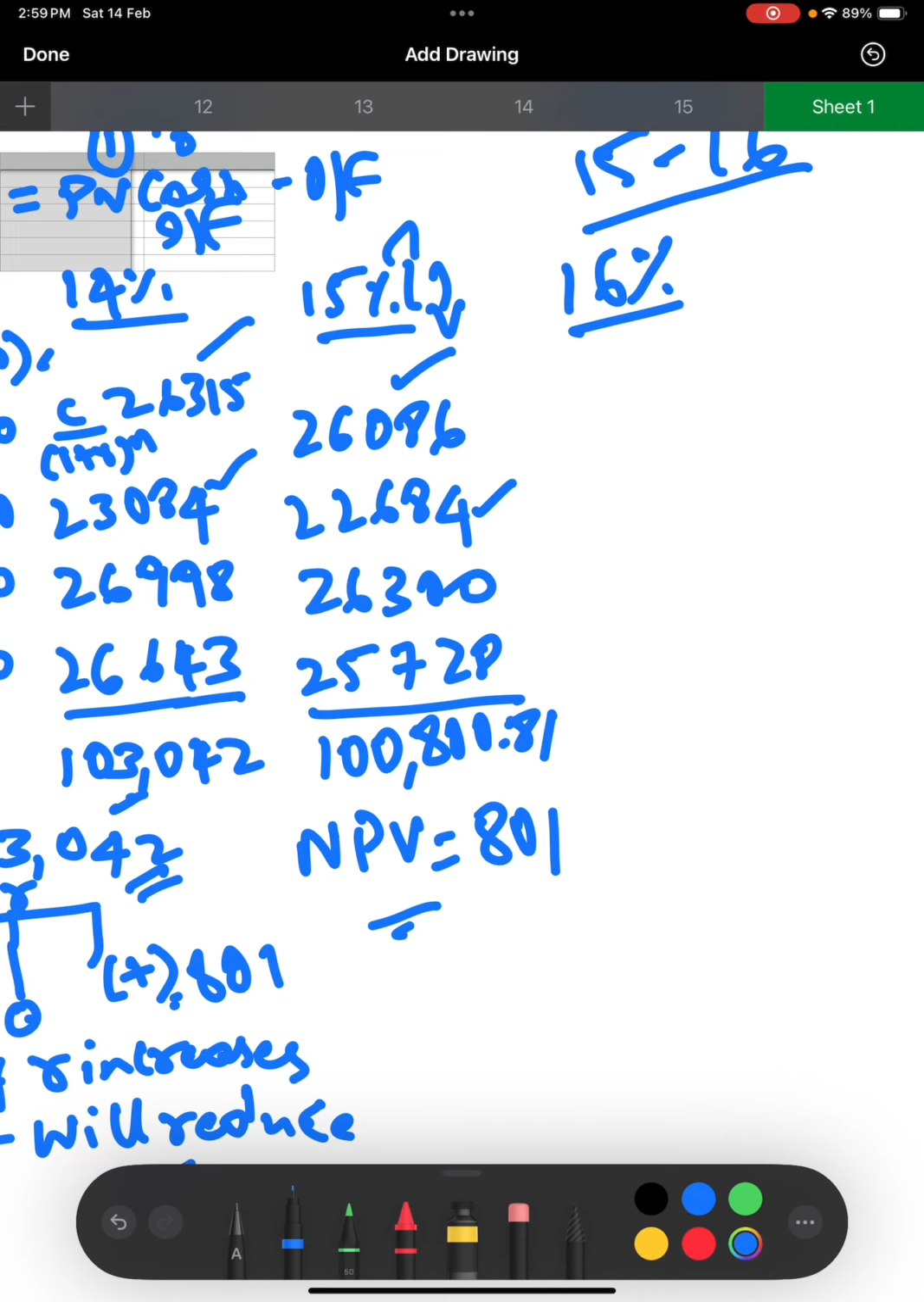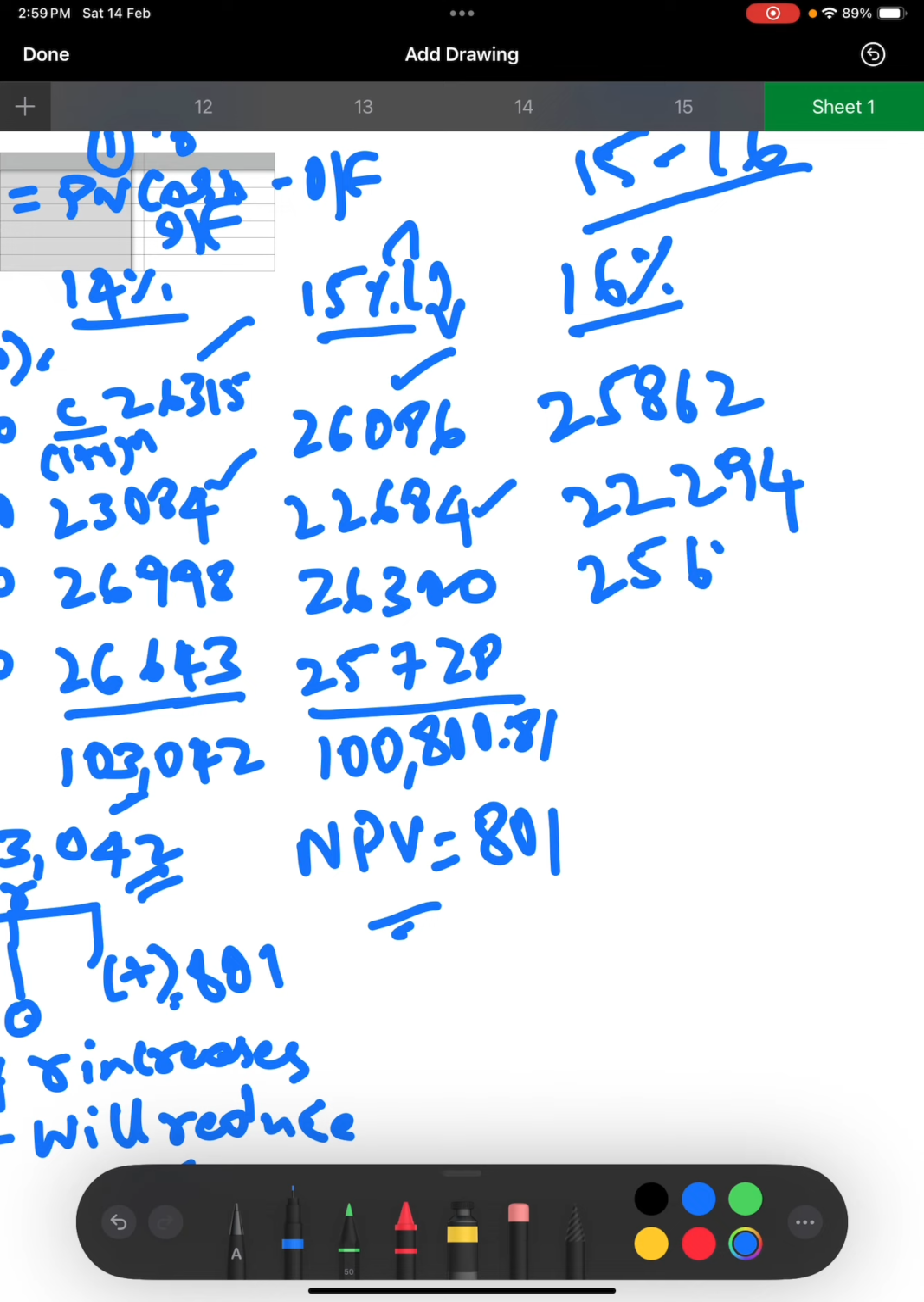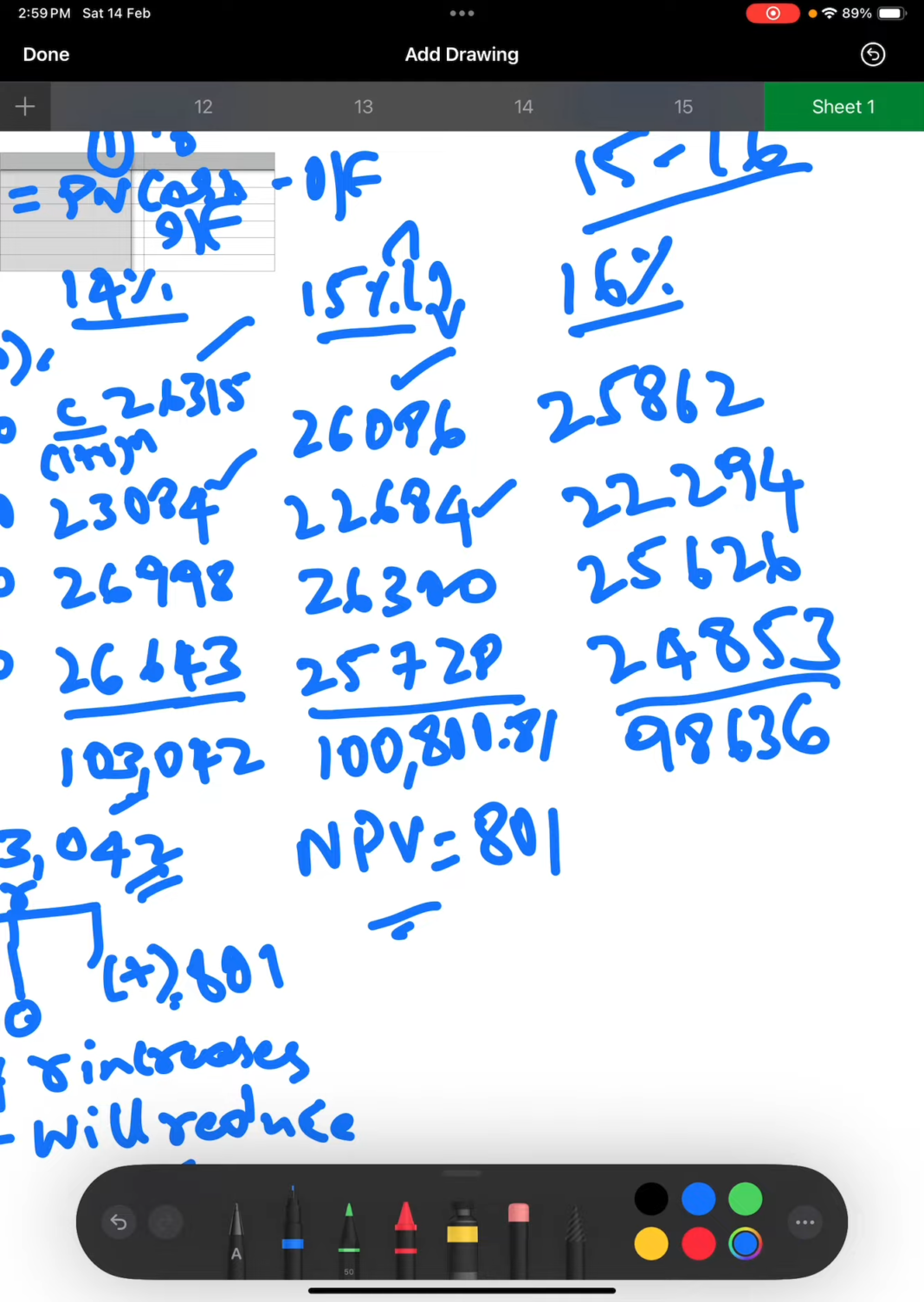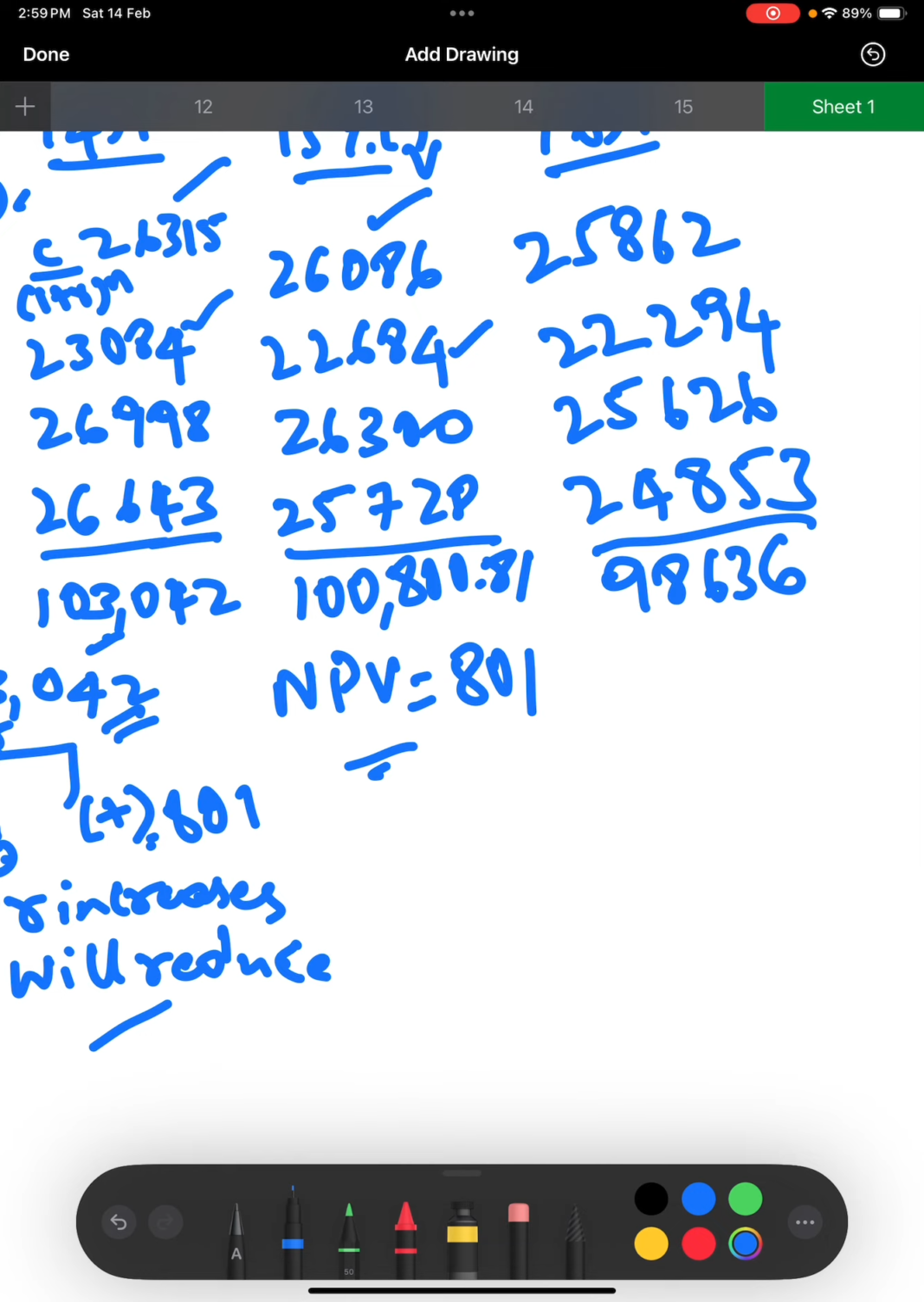So let's see what the values are for 16%. At 16%, you're going to get 25,862, and 22,294, and then 25,626, and then 24,853. Then just take the total of that. The total is coming to 98,636.